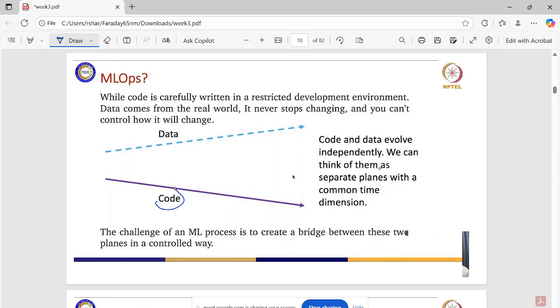We have the code. The code is written in a restricted development environment, and data is generally from the real world.